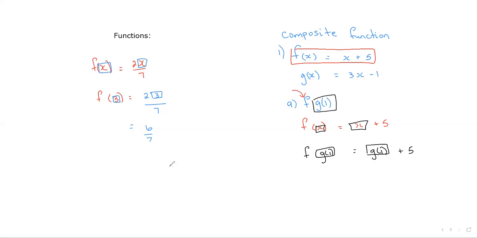Did I lose anybody with this part? No, miss. All right.